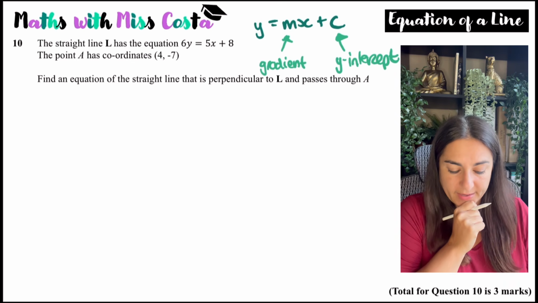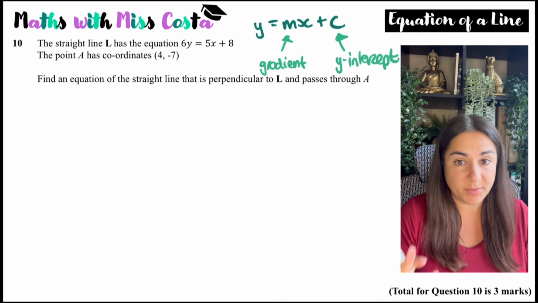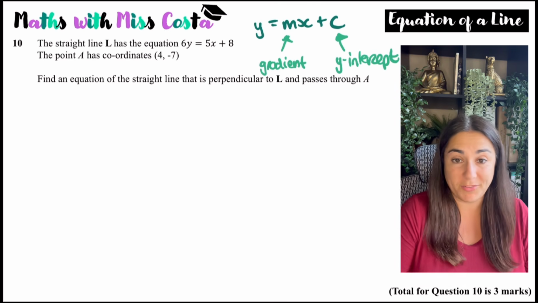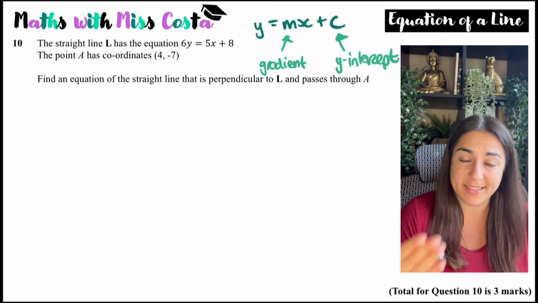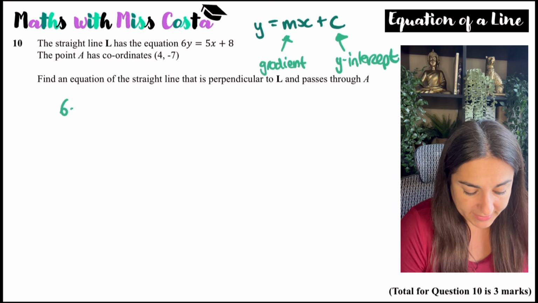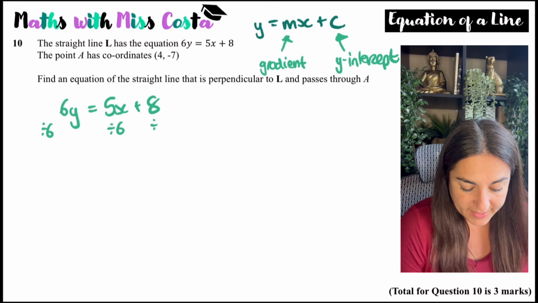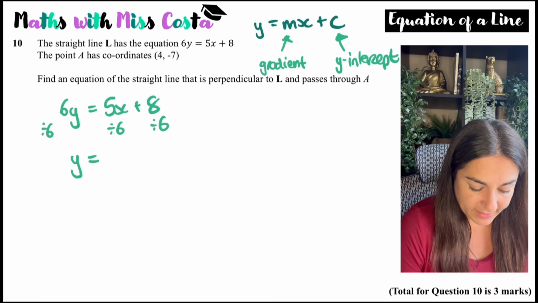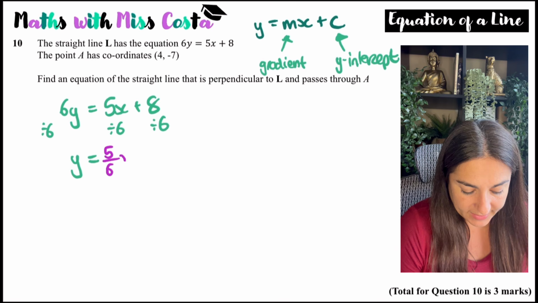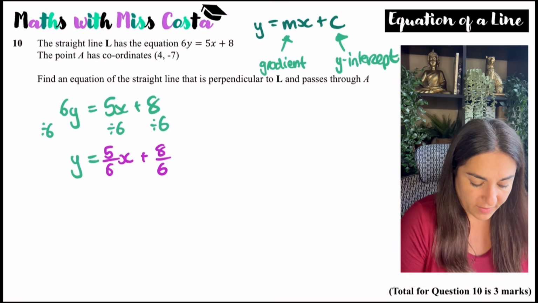So I'm told the straight line L has the equation 6y equals 5x plus 8. Okay, if I'm given a line, I'm not even going to read the rest of the question. The first thing I'm going to think is I want to get that in its proper form, y equals mx plus c. So 6y equals 5x plus 8. I want to divide everything by 6 so that I get it into its form, y equals. So that's going to be y equals 5/6 x plus 8 over 6. And this is the equation of line L.